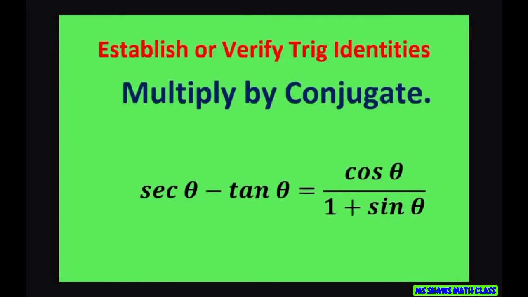Everyone, we're going to establish this trig identity: secant theta minus tan of theta equals cosine of theta divided by 1 plus sine of theta. So the first thing we're going to do is work on this side, which is pretty simplistic here, and break it down using our identities.